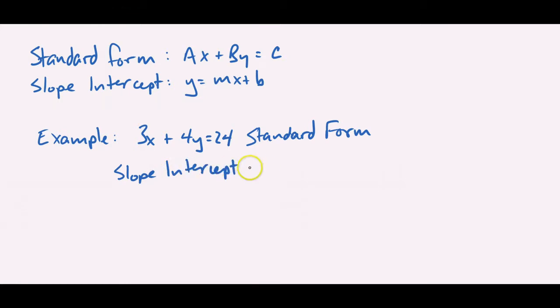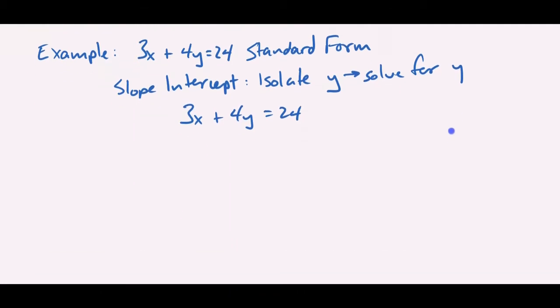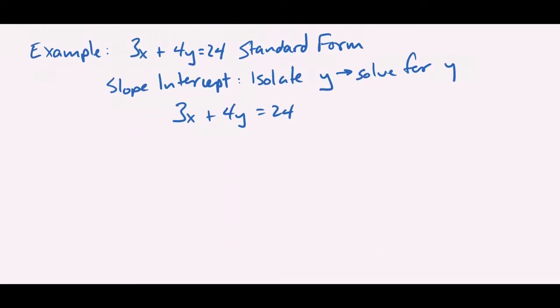Slope-intercept form, I want to be able to isolate the y. When I say isolate the y, we're going to solve for y, and when we do, it'll end up in the form y equals mx plus b. So we've got 3x plus 4y is equal to 24. On the left side of the equation, we have the 4y, that's what we want. What I don't want is that 3x.